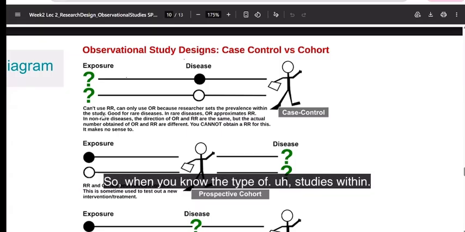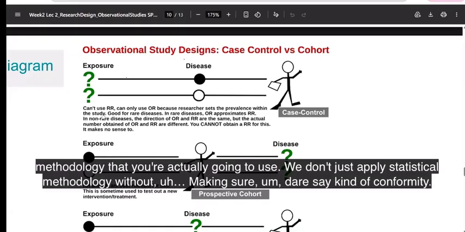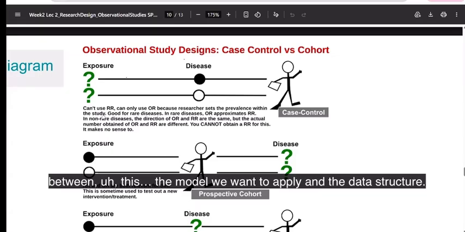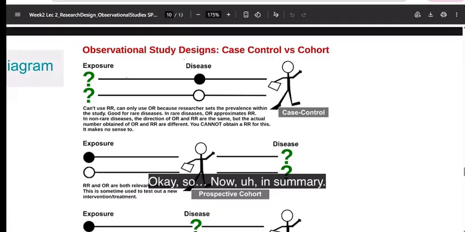So when you know the type of study within observational studies, you'll be able to know the appropriate statistical methodology that you are going to use. We don't just apply statistical methodology without making sure there's conformity between the model we want to apply and the data structure. Otherwise, we're actually going to mislead.